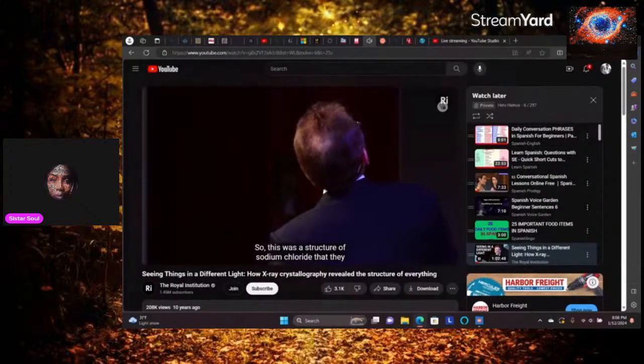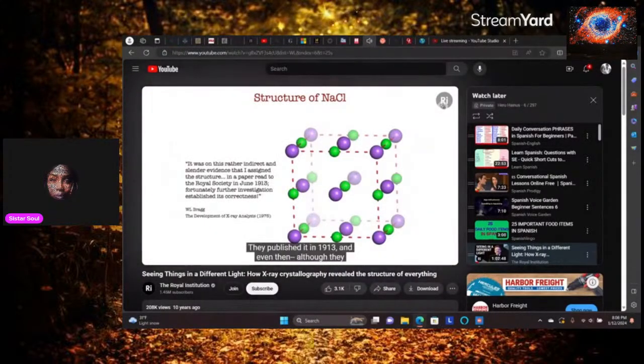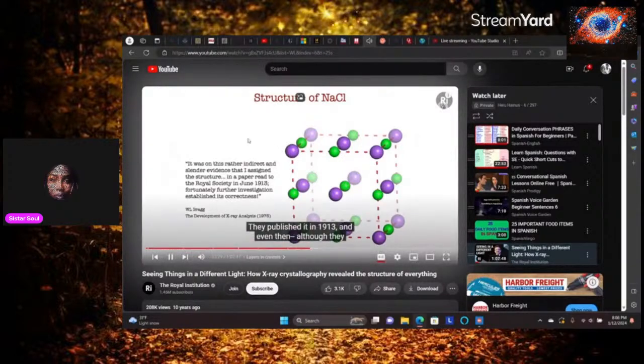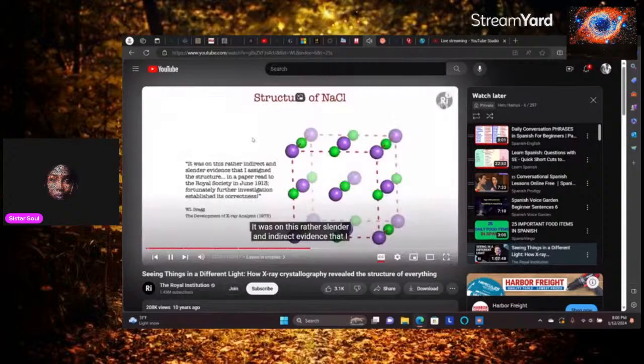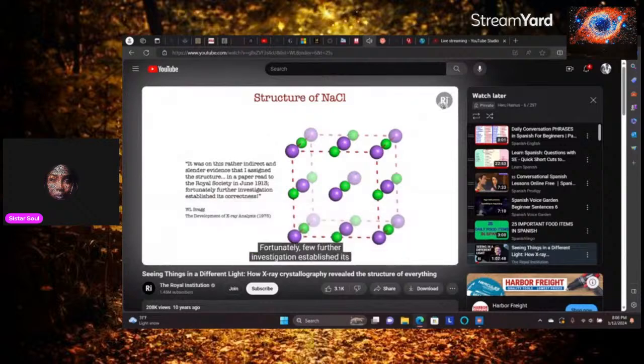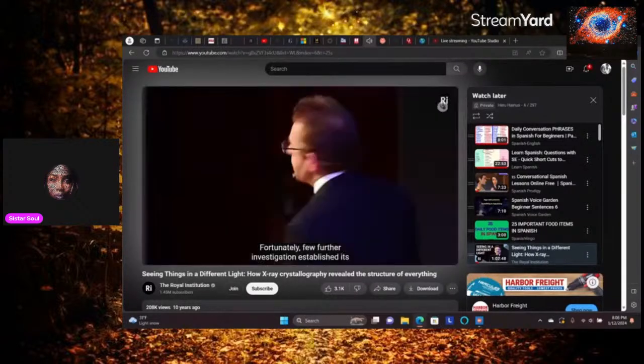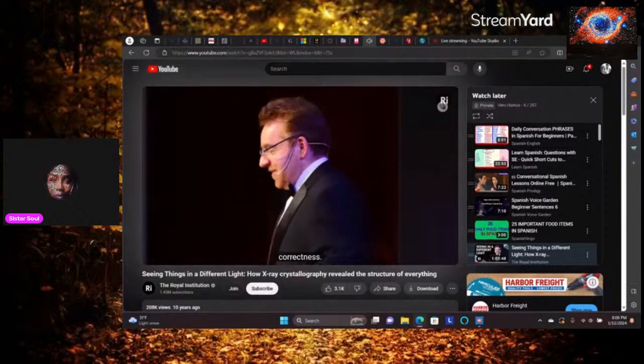So this was the structure of sodium chloride that they worked out. They published it in 1913, and even then, although they worked hard on it, he wasn't entirely sure of himself. It was on this rather slender and indirect evidence that I assigned the structure in a paper read to the Royal Society in 1913. Fortunately, further investigation established its correctness.